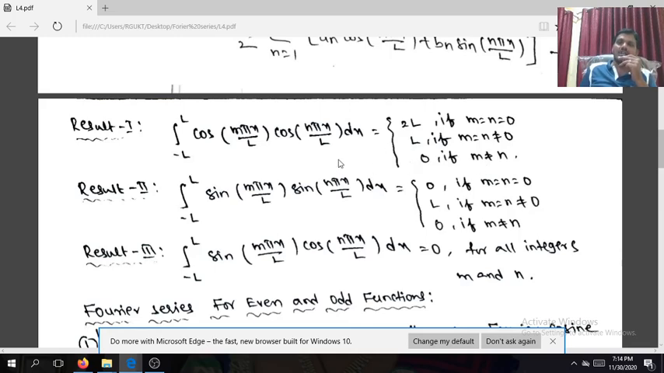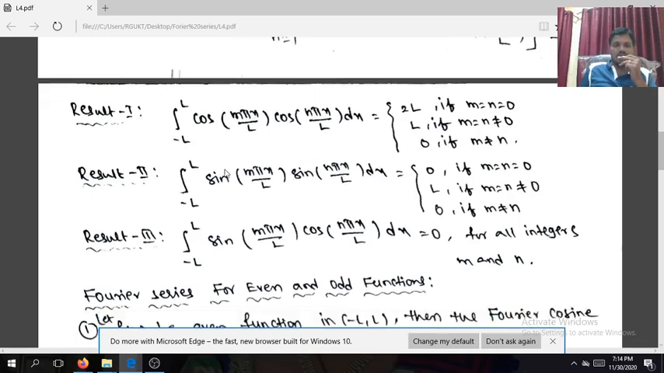Suppose m is not equal to n: the integral of cos m pi x divided by l times cos n pi x divided by l dx. In the case of m not equal to n, in this case you will get the integral value as 0. Right, you know, that is result 2.